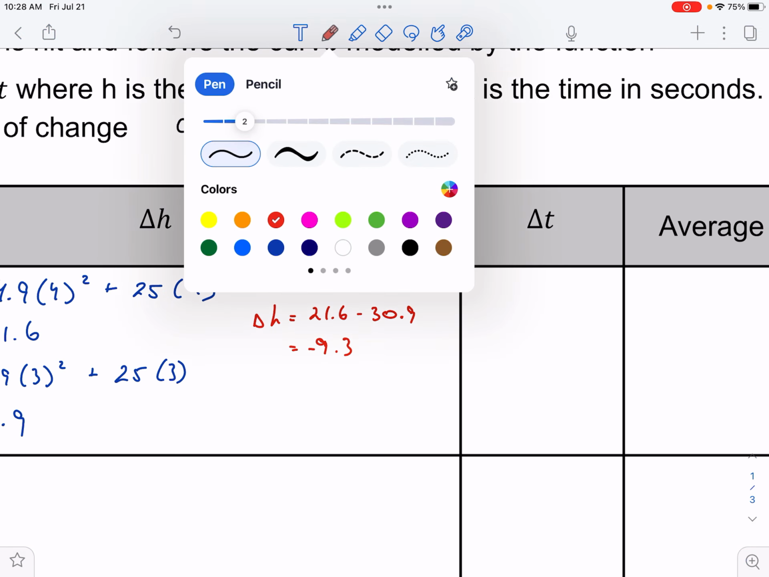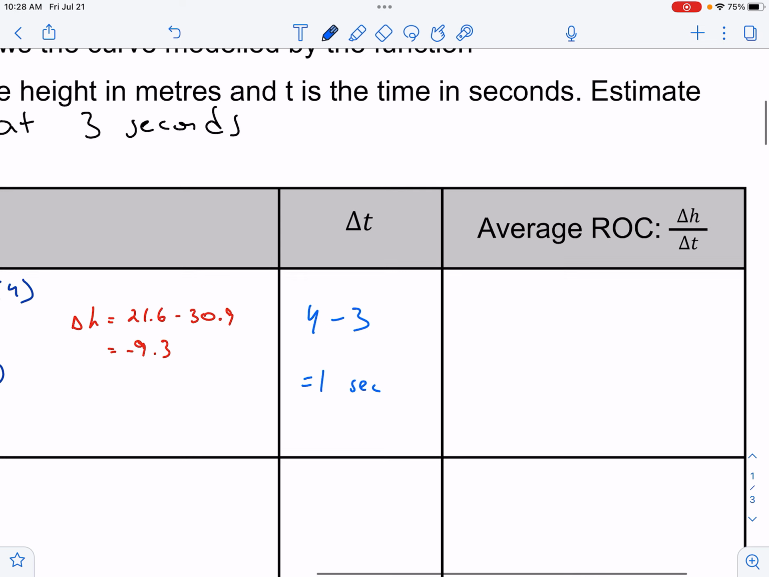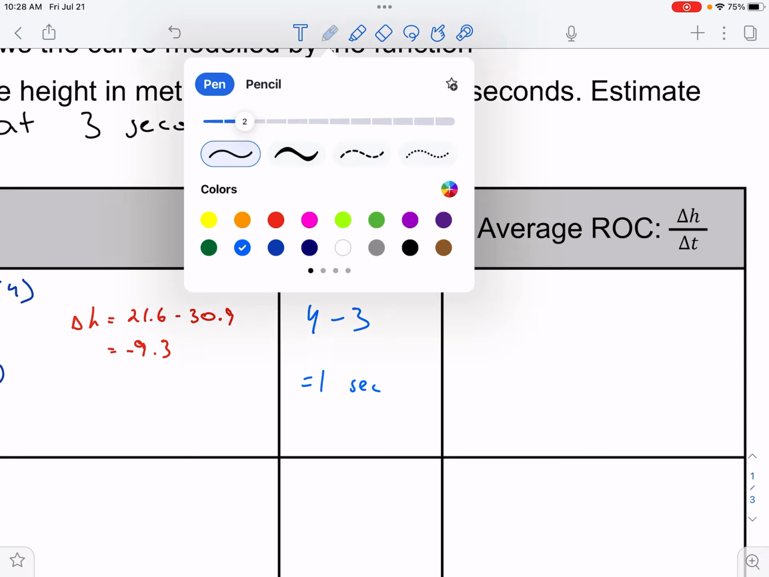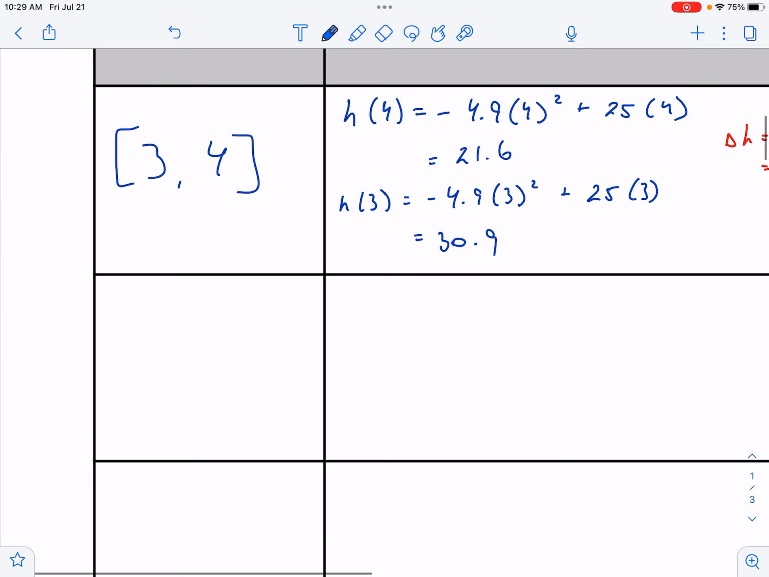My delta t here, we went from 4 to 3, so I'm going to do 4 minus 3, which is 1 second. Then our average rate of change, of course, is delta h over delta t. So that's negative 9.3 divided by 1, or negative 9.3. That's when we use the interval of 1 second. Can we get even more precise if we use a smaller interval? Let's say, what if we went from 3 seconds to 3.5 seconds?